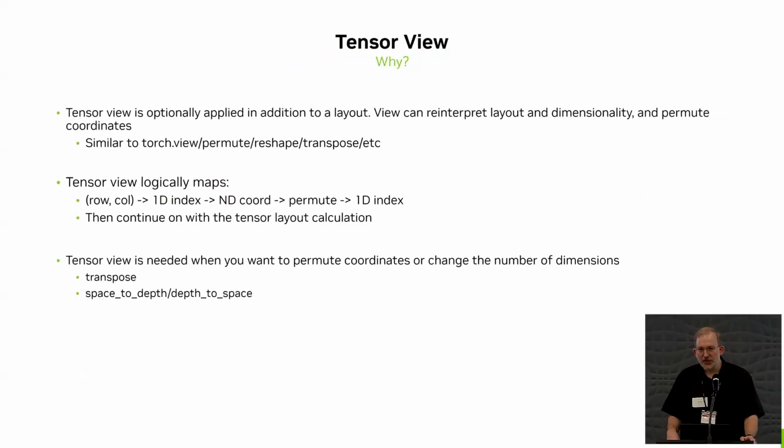Okay, so the tensor view is an additional optional object used to describe more complex addressing calculations. It allows changing the number of dimensions and permuting the coordinates. The most common use case for this is transposing your matrix, which is just permuting the 0 and 1 coordinate. But this is meant to be more general. It handles some of these reshaping operations that show up in other machine learning APIs.